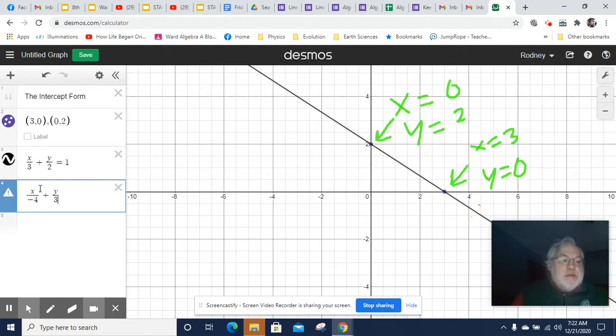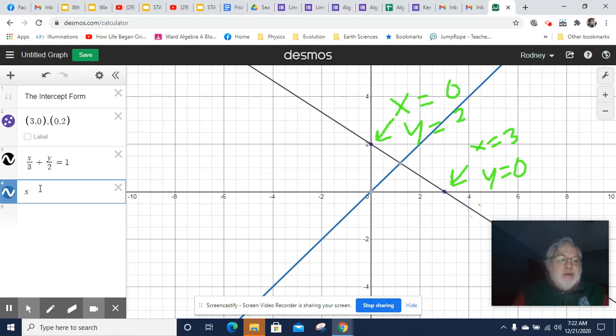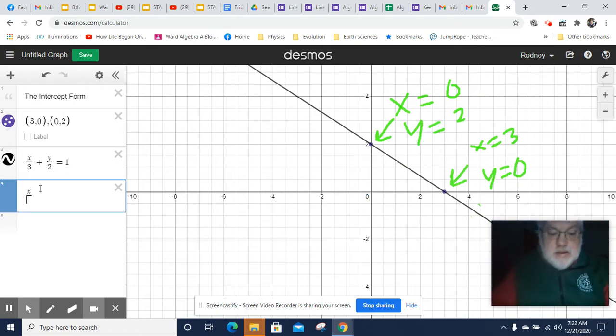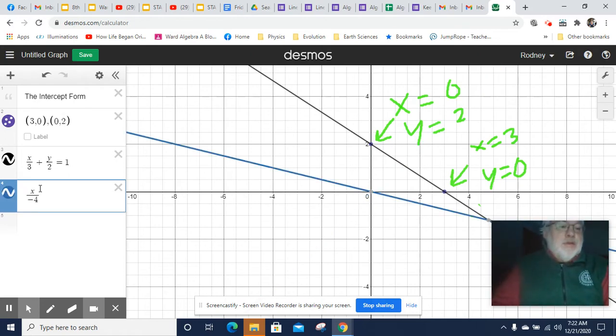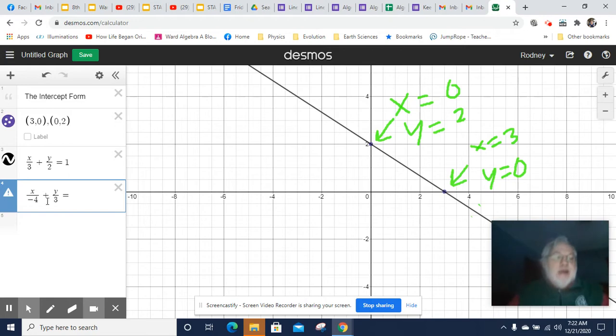I have done something weird in the formatting, so let me restart all of that. So what I want is an equation of x over -4 plus y over 3. I forgot to add the equals 1. Wherever this line is, x over the x-intercept plus y over the y-intercept will always equal 1.